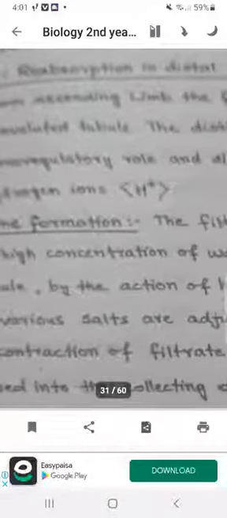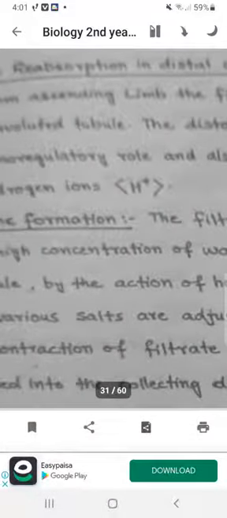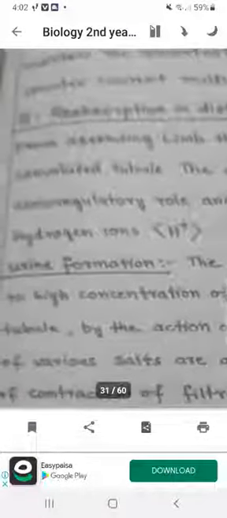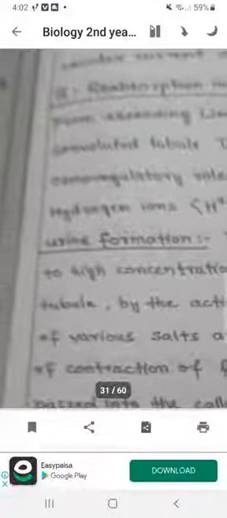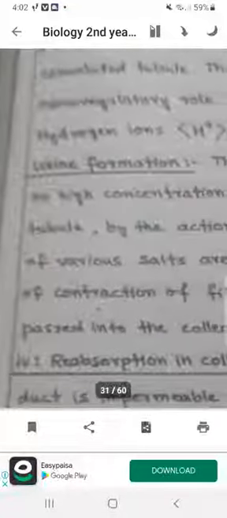Number 3, reabsorption in distal convoluted tubule. The filtrate comes from the ascending limb to the distal convoluted tubule. The distal convoluted tubule has an osmoregulatory role and also controls blood pH by secreting hydrogen ions, H plus.